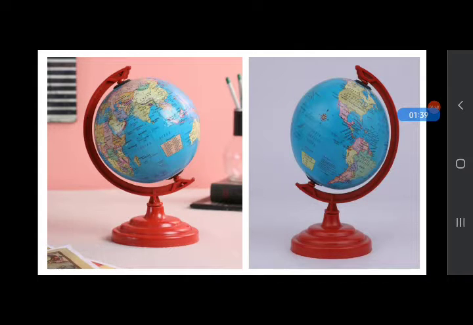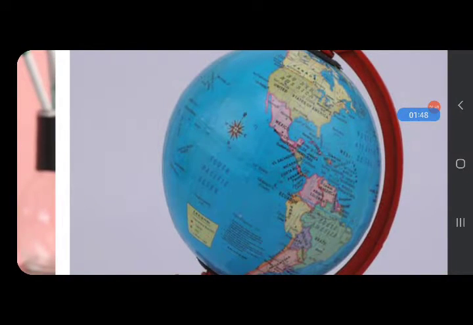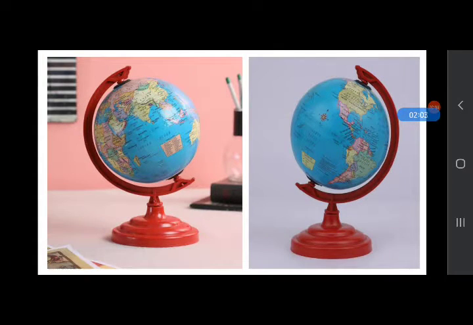Well, the globe has a spherical shape like the earth. We can see a big part in blue showing the water. The blue part in this globe is showing the water bodies on earth, and some parts in green and yellow showing land. We can see earth's land and water bodies and all the continents and countries on the globe.